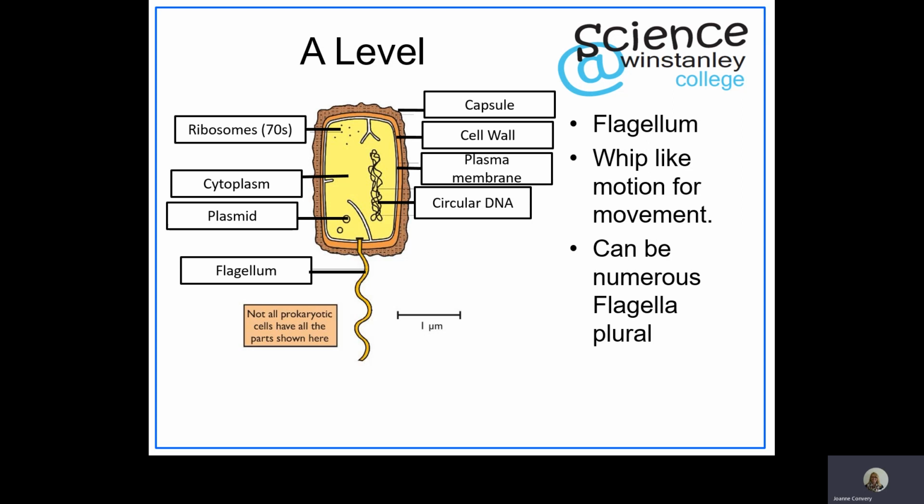So when we talk about numerous flagellum, we talk about flagella as the plural of it. So they can be numerous in number, they could be singular. And they're like projections that come out through the cell wall, through the capsule layer, and they can whip them around in a movement to actually propel a prokaryotic cell forward.